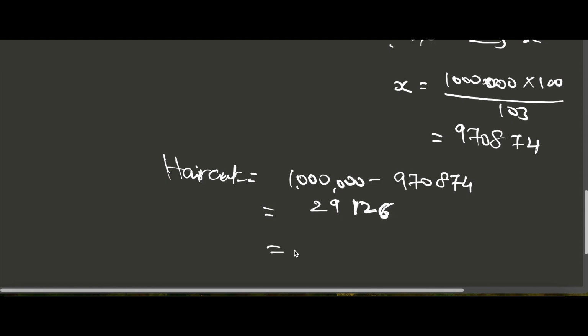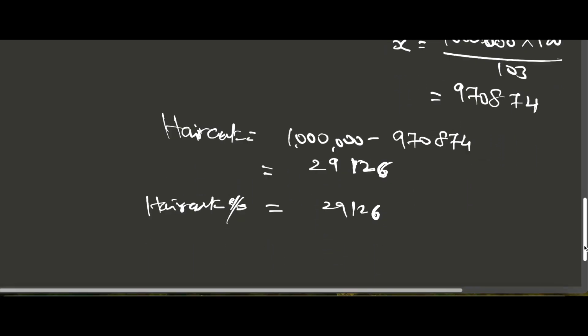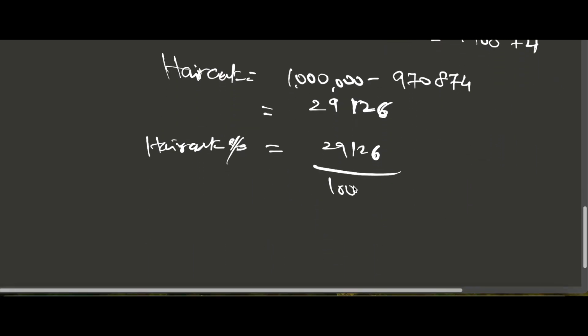But if I want to convert this into percentage, so haircut percentage will be 29,126 divided by $1 million, because that was the base amount for 100. So this will come to 2.91%. Okay, so haircut percentage is 2.91.